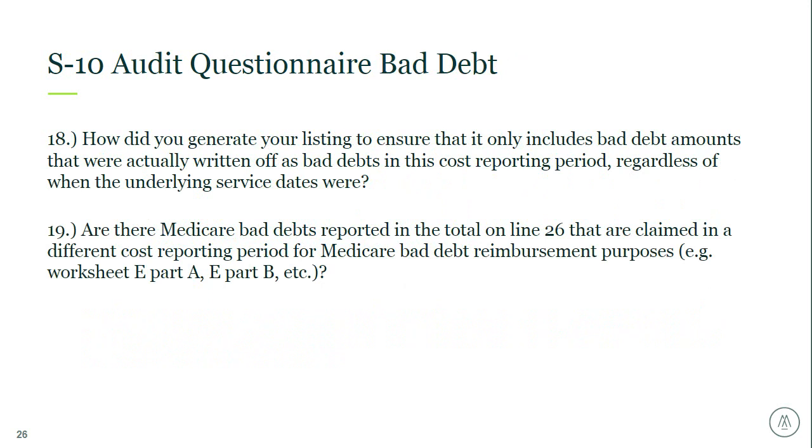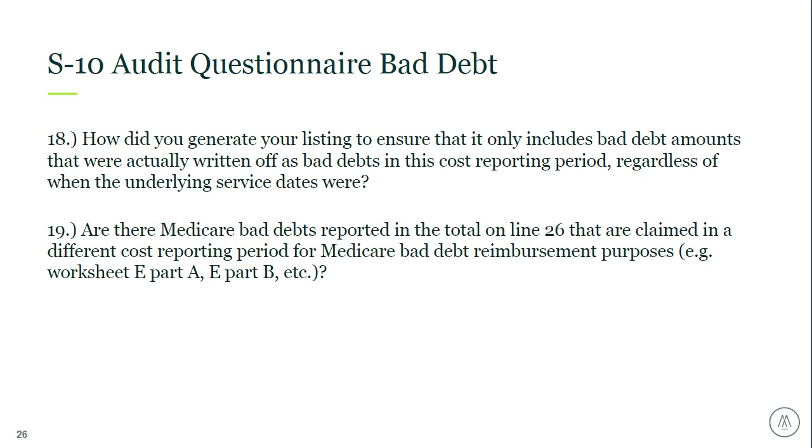Moving on to the bad debt section of the questionnaire. How did you generate your listing to ensure that it only includes bad debt amounts that were actually written off as bad debt in the cost reporting period, regardless of the underlying service dates? And are there any Medicare bad debts reported in the total on line 26 that are claimed in a different cost reporting period for Medicare bad debt reimbursement purposes?